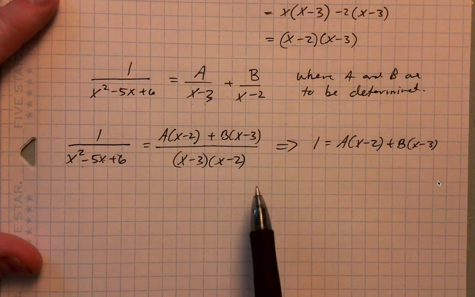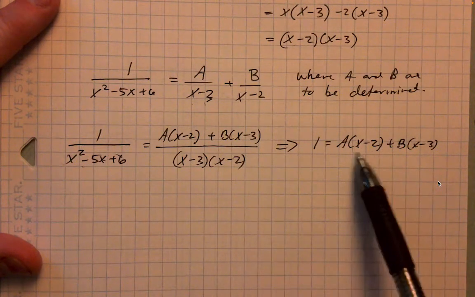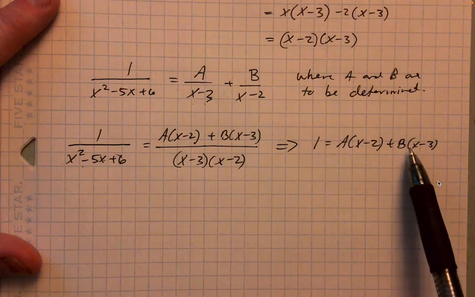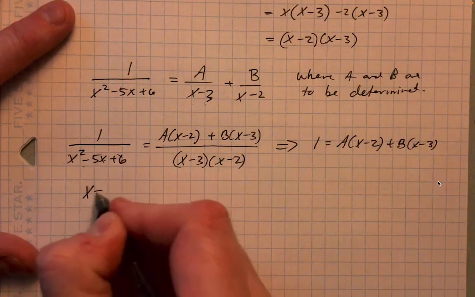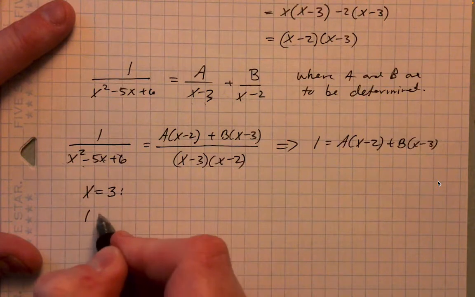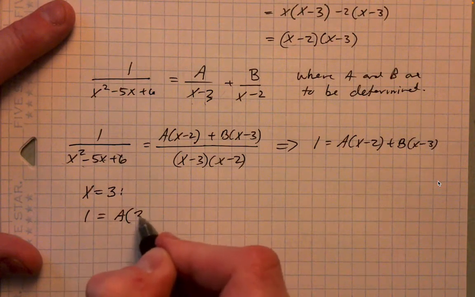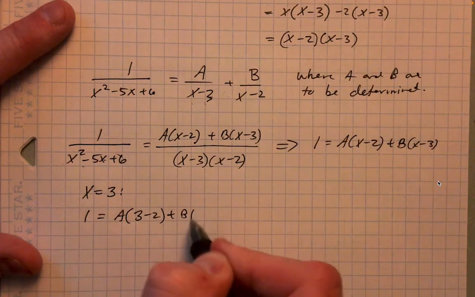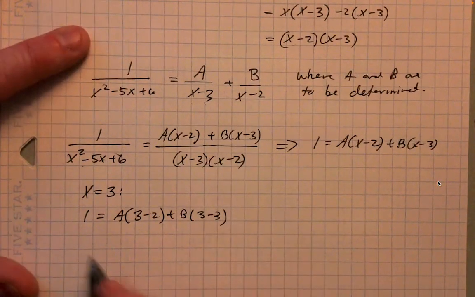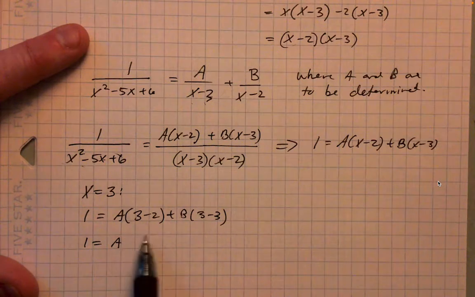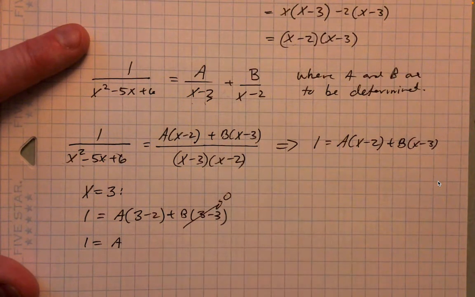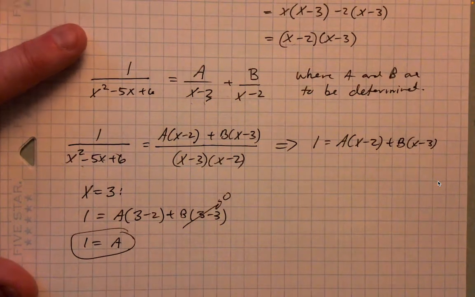For example, a convenient choice of x would be x equals 3, because that's going to make this term 0. So x equals 3 means that you've got 1 equals a times 3 minus 2 plus b times 3 minus 3. And so that means 1 is equal to a times 1, and this is just going to go to 0. So there you've got the first one.